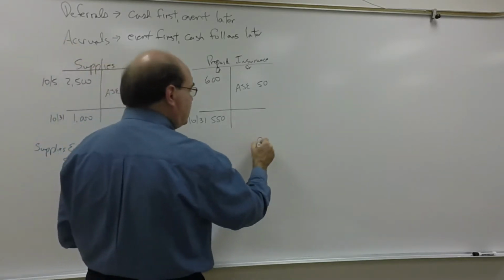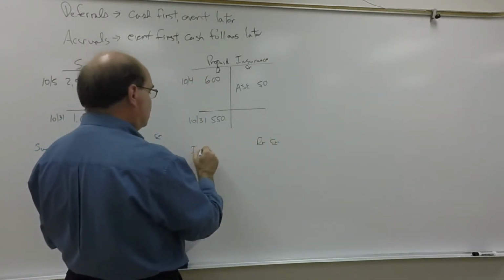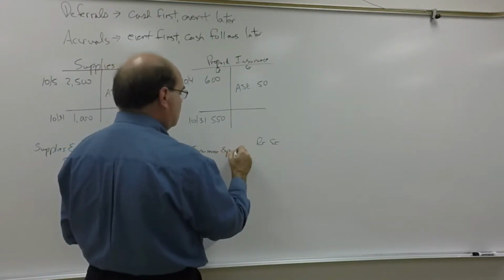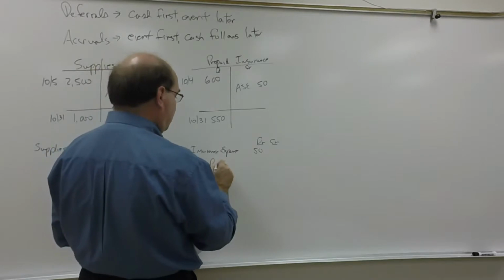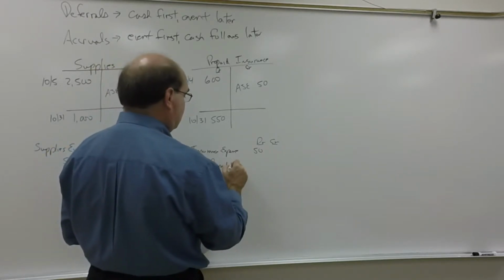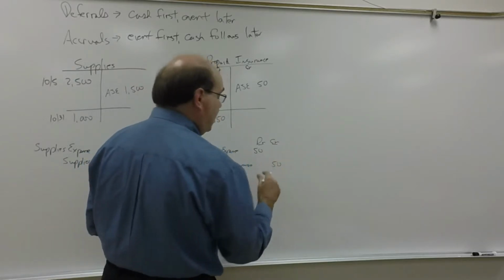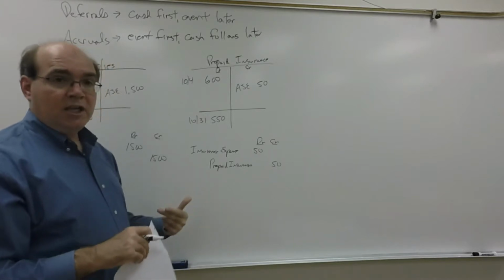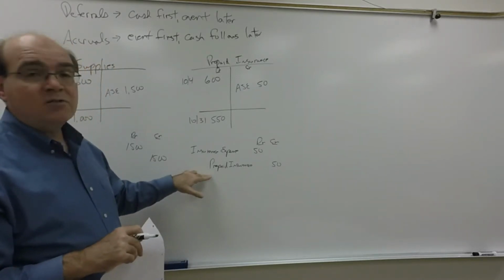The journal entry for this would be to go through and to record the insurance expense, because we've used up some of the insurance for $50, and then to show the reduction in the prepaid insurance asset account for $50. If we didn't do this adjusting journal entry at the end of the month, the insurance expense would be understated, which means income would be too high because we wouldn't have enough expenses, and our assets would be overstated.